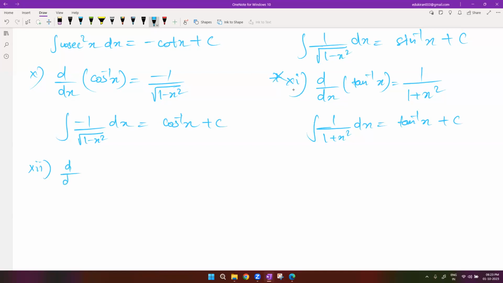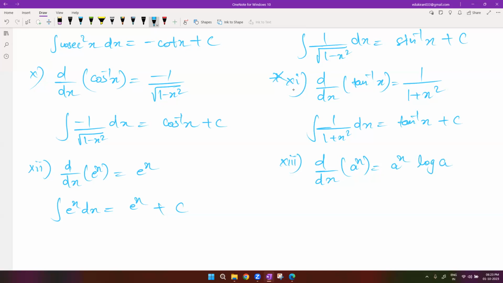We do know the differentiation of e to the power x. It was e to the power x, thankfully. That is why the integration of e to the power x is also e to the power x. So e to the power x differentiation and integration both are same.